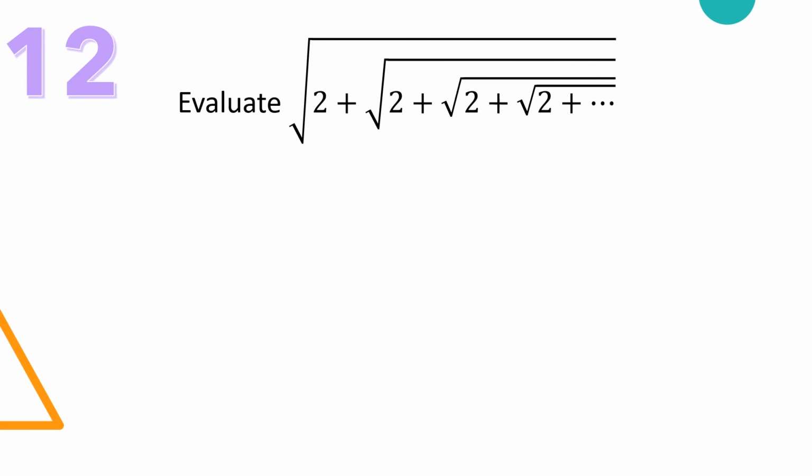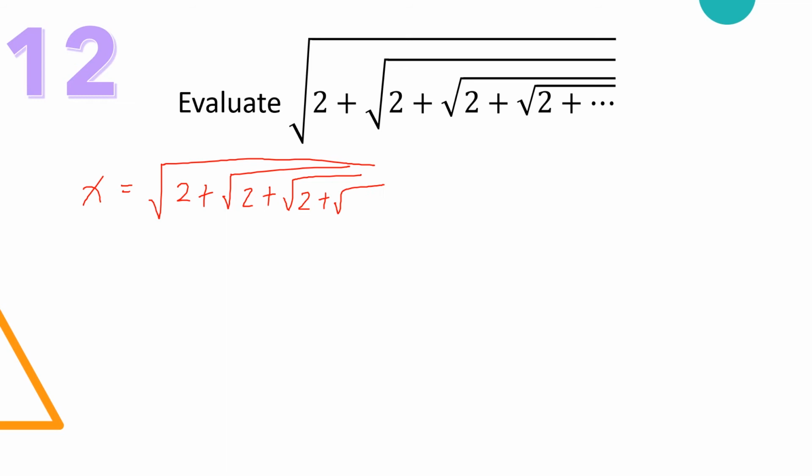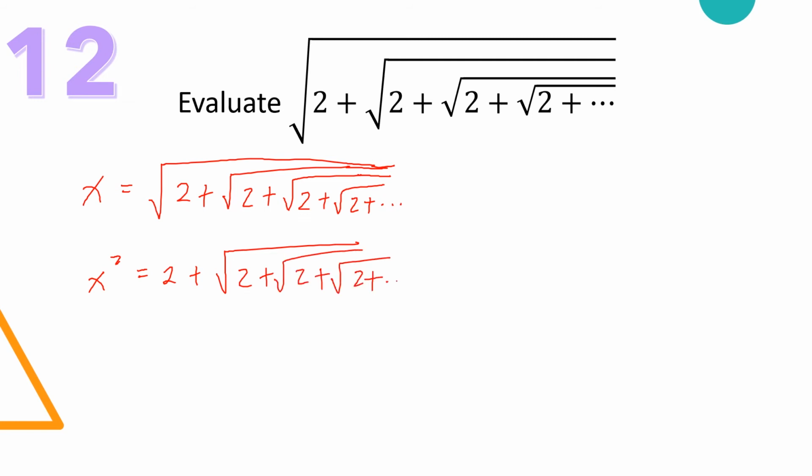Question number 12. Evaluate square root of 2 plus square root of 2 plus square root of 2 plus square root of 2 plus ... Let x be equal to the given expression, square root of 2 plus square root of 2 plus square root of 2 plus square root of 2 plus ... Squaring both sides, we will have x squared is equal to 2 plus square root of 2 plus square root of 2 plus square root of 2 plus dot dot dot.